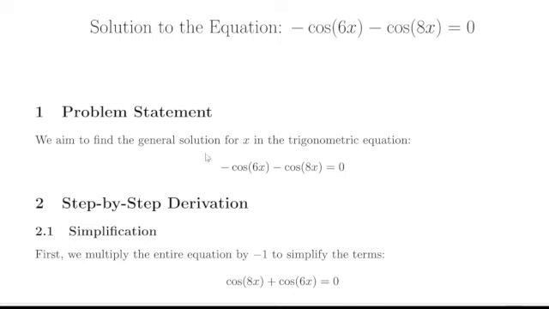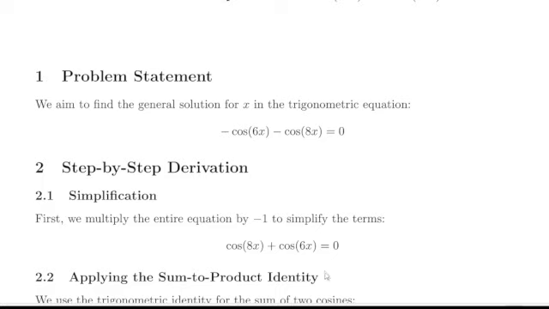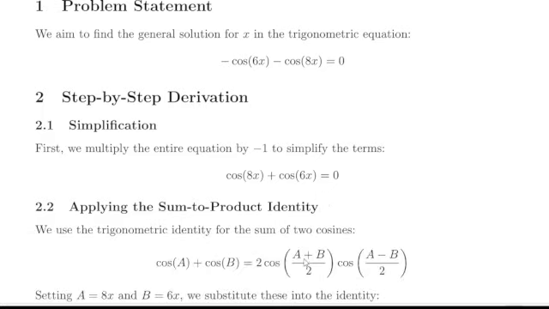In this video, we want to solve the equation negative cosine x minus 6 cosine 8x equals 0. We'll first get rid of the negatives by multiplying both sides by -1. We'll get cosine 8x plus cosine 6x equals 0. And then we're going to want to apply the sum of two cosines identity.